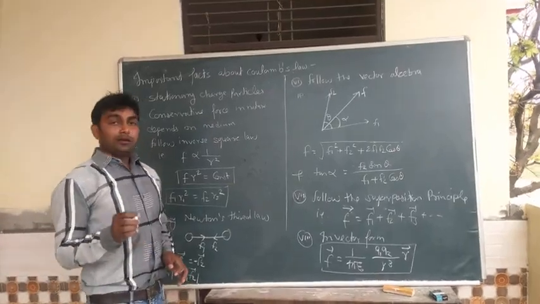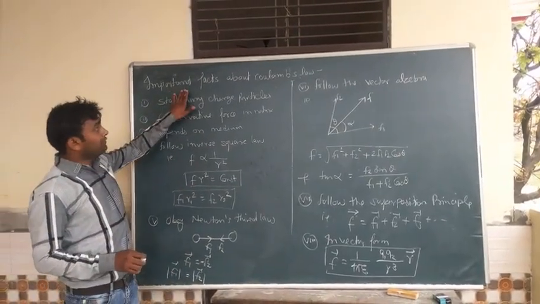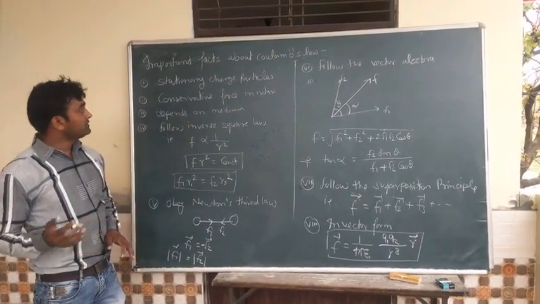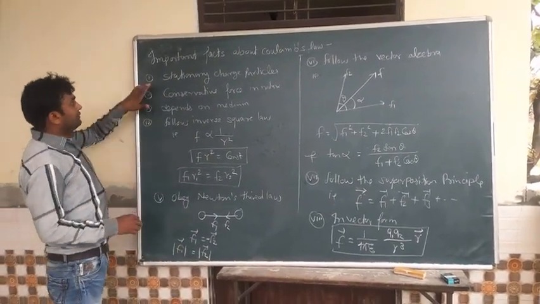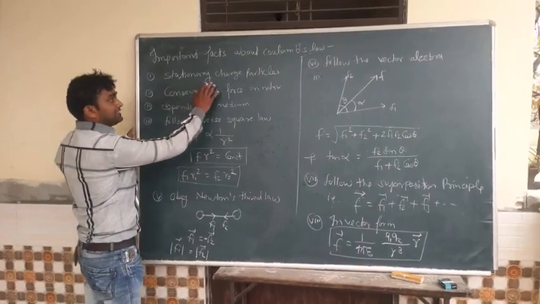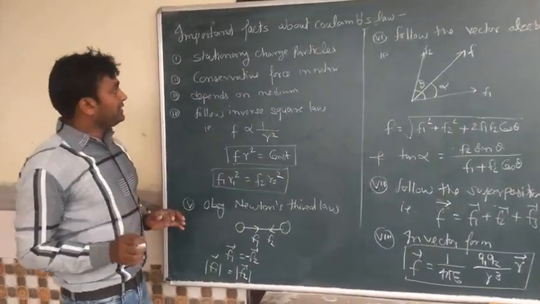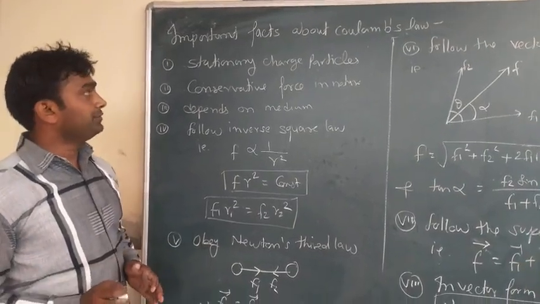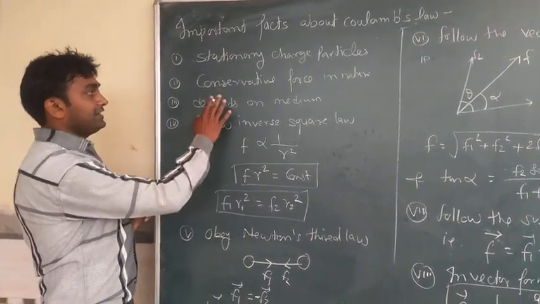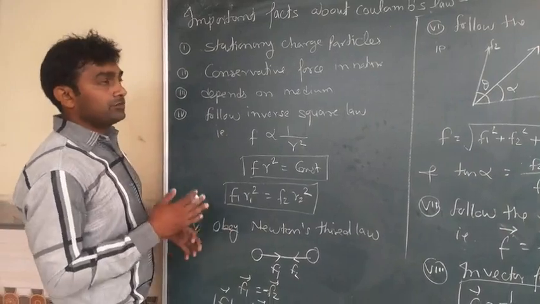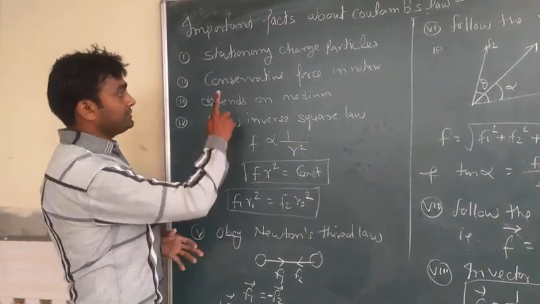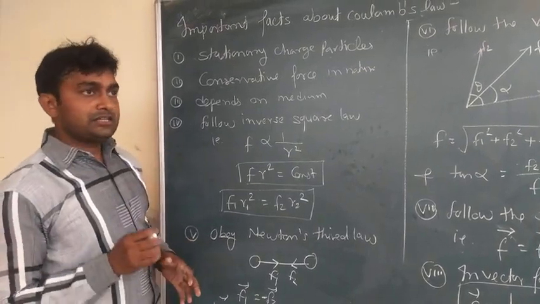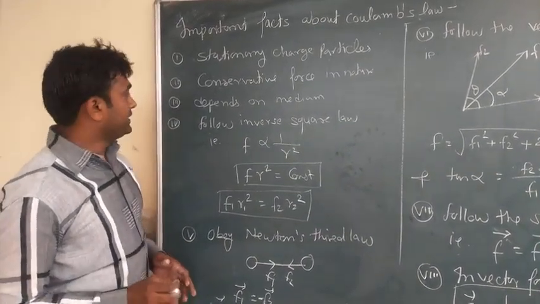Coulomb's law. Now we can discuss some important facts about Coulomb's law on which the problems or numericals are solved. The first fact is stationary charged particles. Coulomb's law is valid only for stationary charged particles. Moving charged particles do not obey Coulomb's law. The second fact is that the Coulomb force, Coulombian force or electrostatic force is purely conservative in nature. That is, the work done does not depend upon the path followed by the particles.